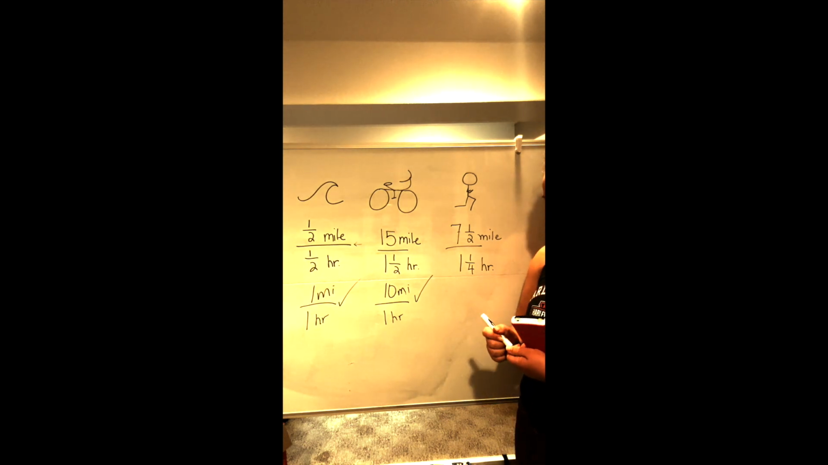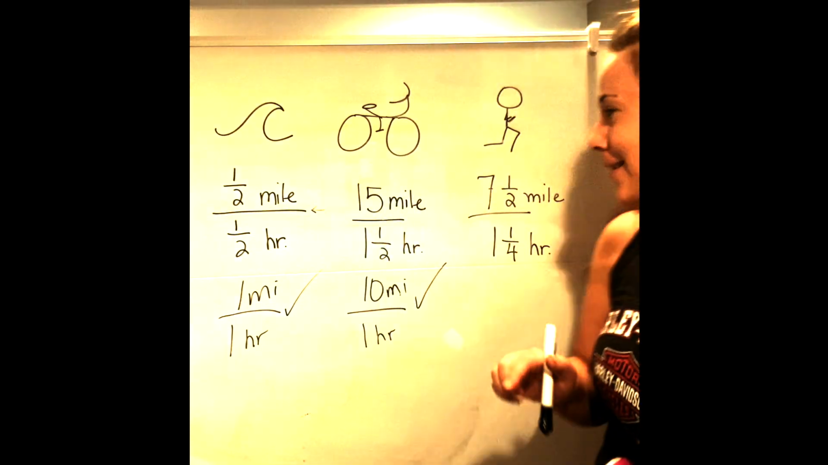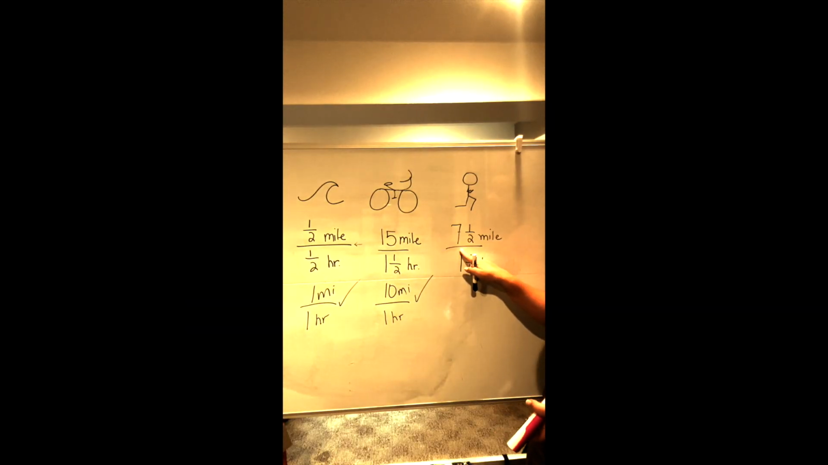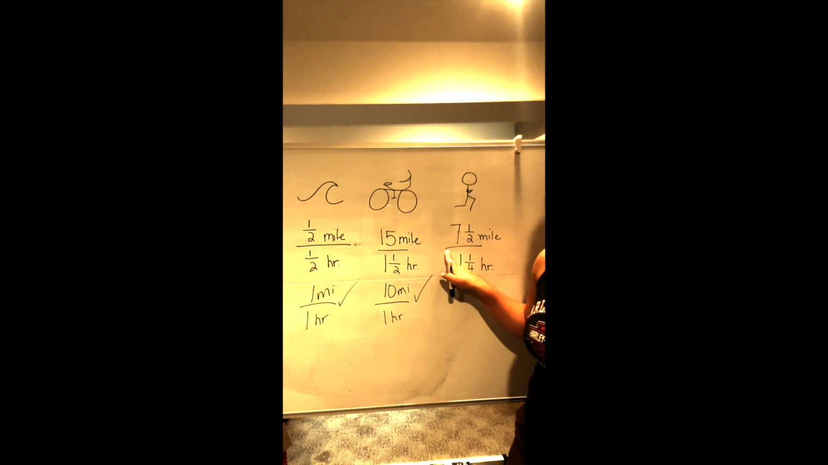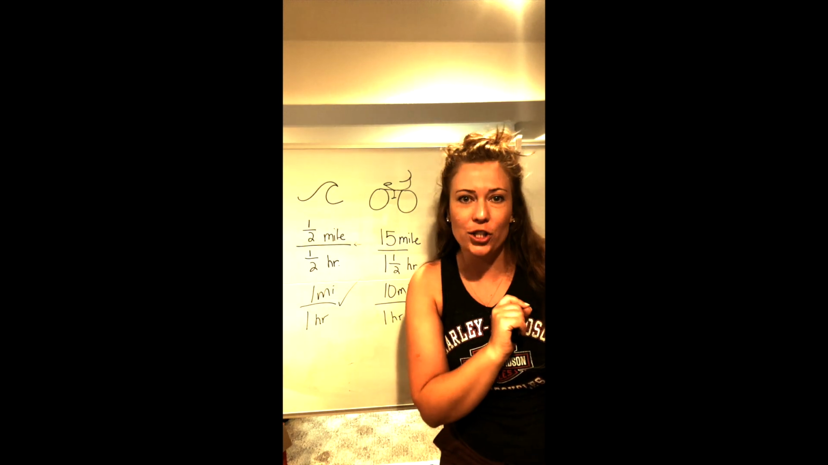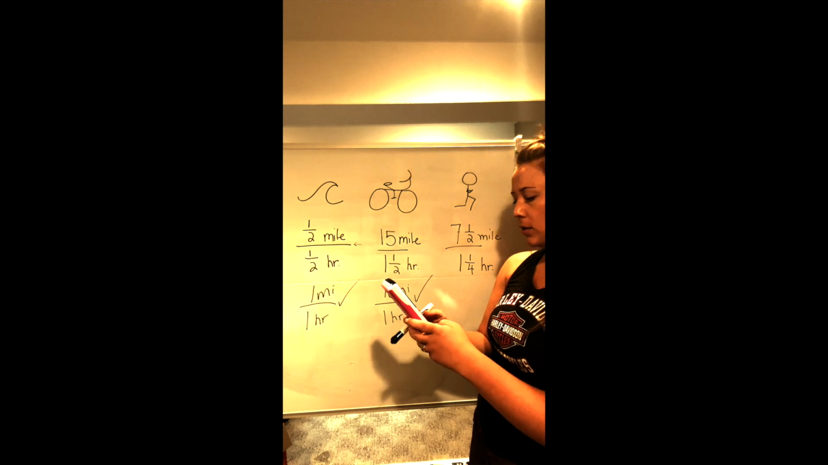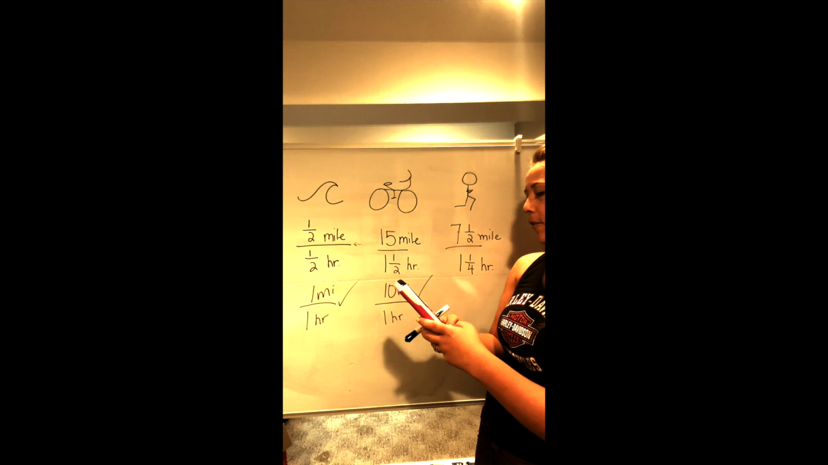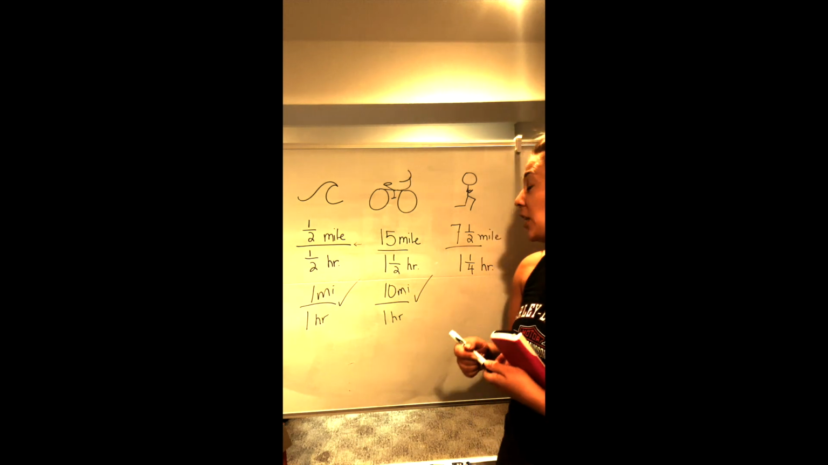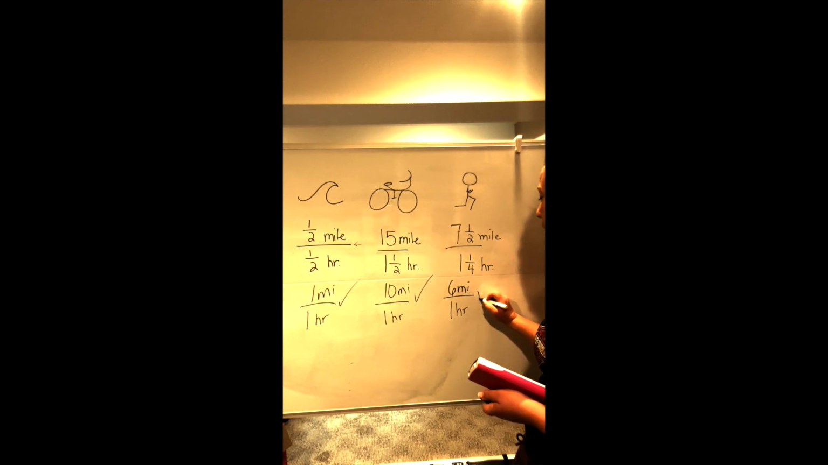Last one, running or jog/walking. Let's be honest here, guys. So Mrs. Shannon can run 7.5 miles in 1.25 hours. Remember, this line means divide. So go ahead and just divide. 7.5 divided by 1.25, 6. So she can run 6 miles in 1 hour.